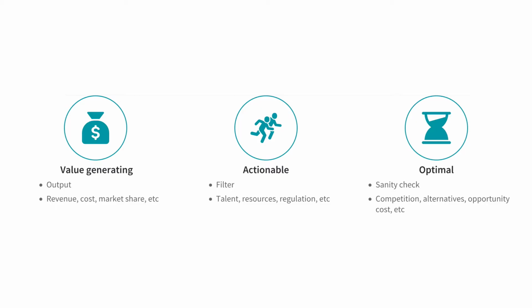The third thing is being optimal. And that one is a little tricky. You want to apply a sanity check to your solutions to understand that, hey, even if it's value generating and even if it's actionable and doable, is it the best alternative? There's usually more than one solution and more than one route to take to any given solution. So which one is the optimal one? This is more of an efficiency or sanity check. And you want to, in this case, take into consideration things like competition, alternative solutions, opportunity cost, all these different things.